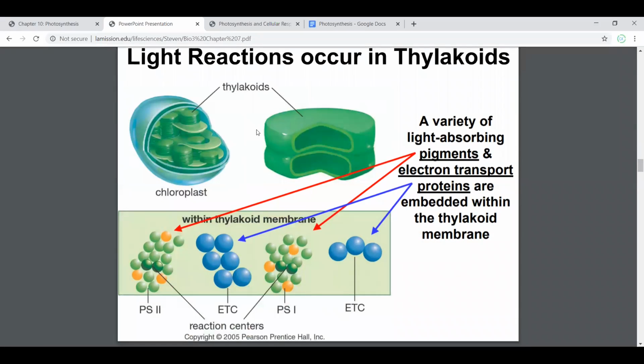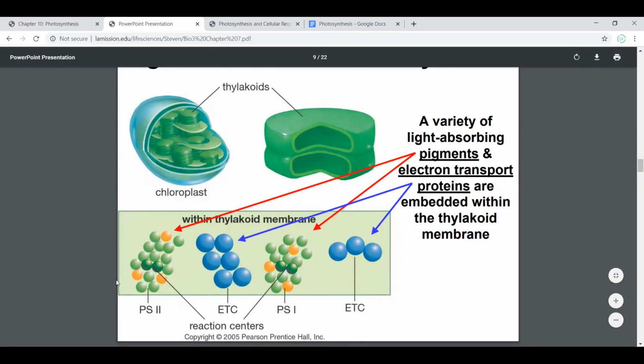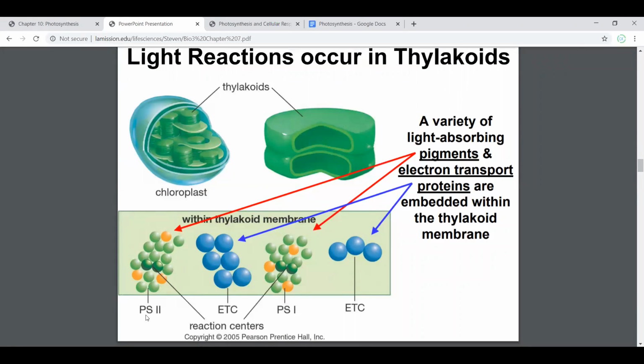They occur, you can see, in the membranes of the thylakoid. The light reactions only occur within the thylakoid. They have certain major molecules, I guess you could say. So the first major molecule is PS2.